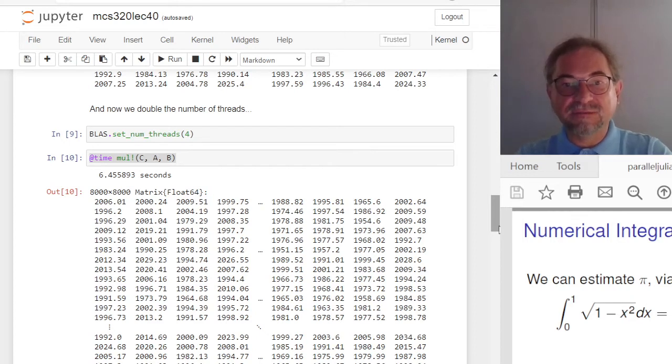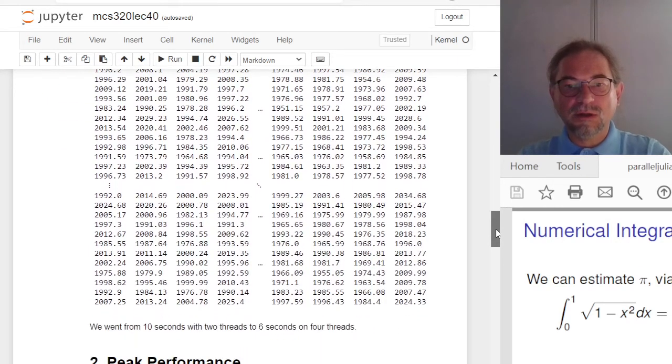And then you see that if I double the number of threads, the time drops to 6.4. So from 6.9, almost 10 seconds, it drops to 6 seconds. So there is a noticeable gain. It's not twice as fast, but it is considerable. Okay, so that's the conclusion.